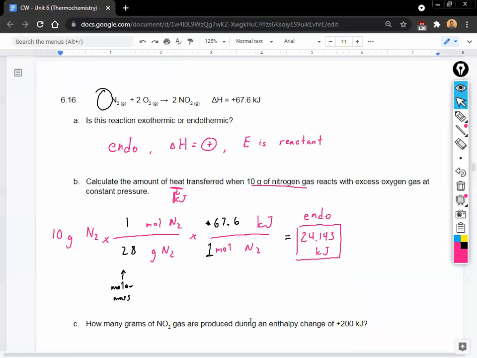I want you guys to try this now. This one we're going in reverse. Now our starting value is 200 kilojoules, and I want you guys to find the grams of NO2 gas that are produced. Same thing we just did, we just have a different starting number. So try that out. See if you can set up the equation. And if it's hard, just struggle through it. A big part of this is figuring it out, so try to figure out how to set up that calculation.